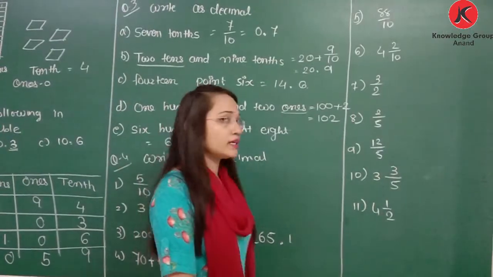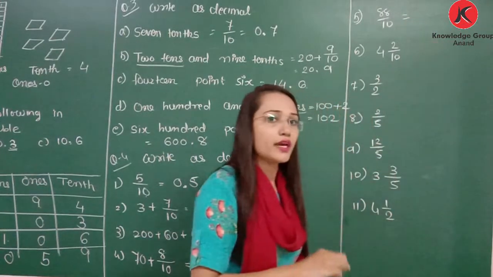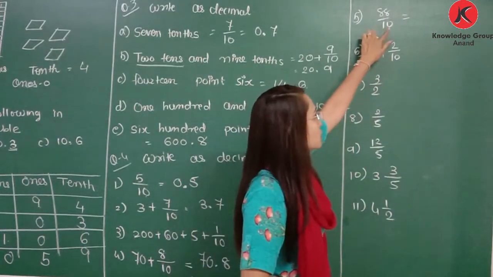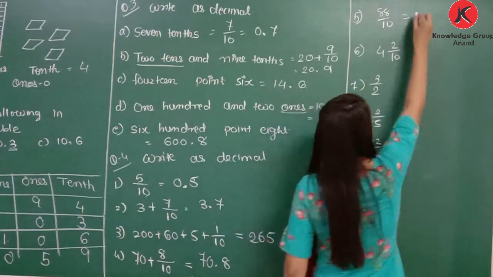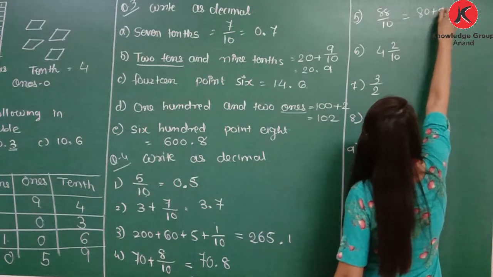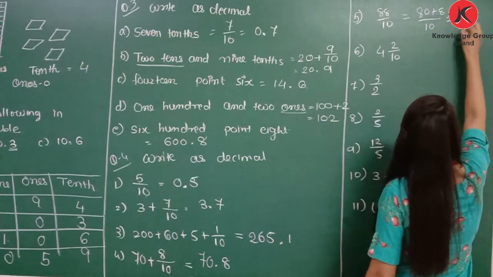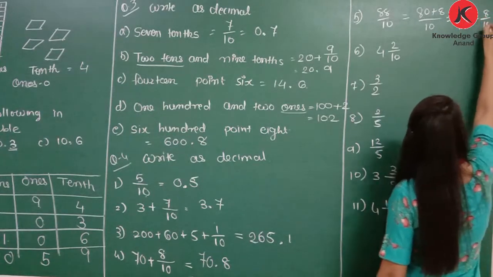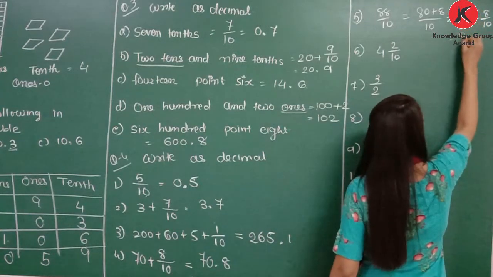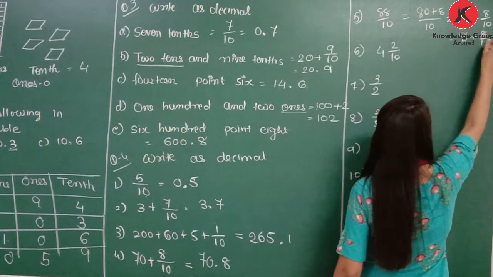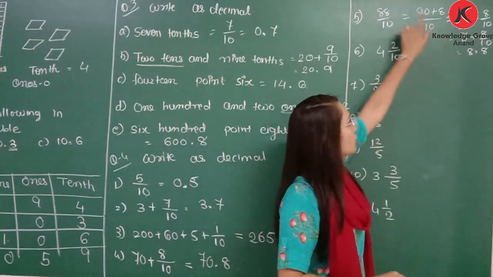Now here 88 by 10. So you can directly write it is 8.8, because the denominator is 10, meaning 1 0 in the denominator. Otherwise you can write it as 80 plus 8 divided by 10. Now split it from the addition. So it is 80 by 10, 8 by 10. So 80 by 10, the 0 cancels. So it is 8 plus 8 by 10. So it is 8.8. Okay. You can also write like this, or you can write it directly.